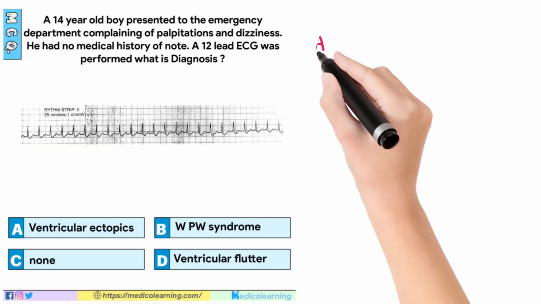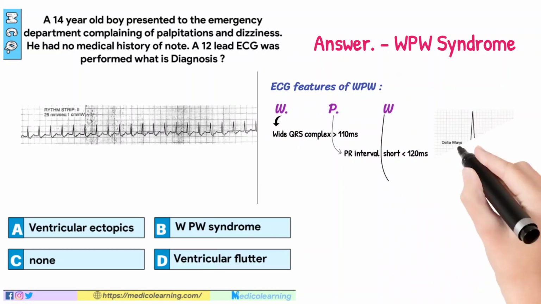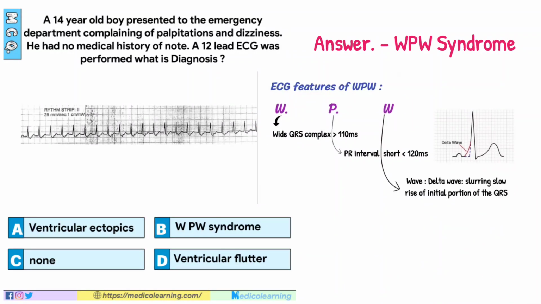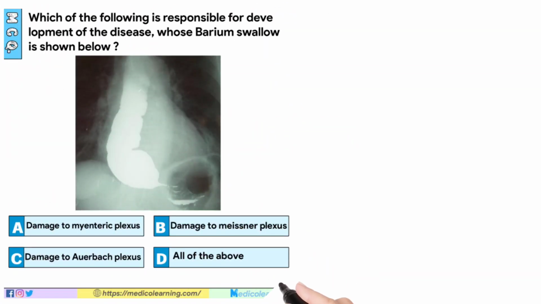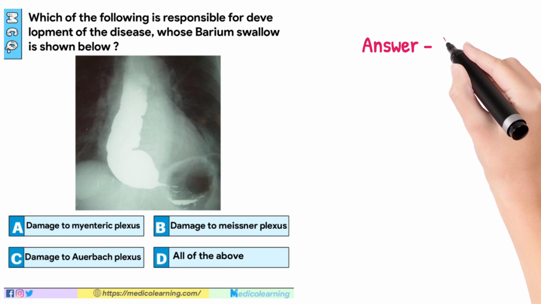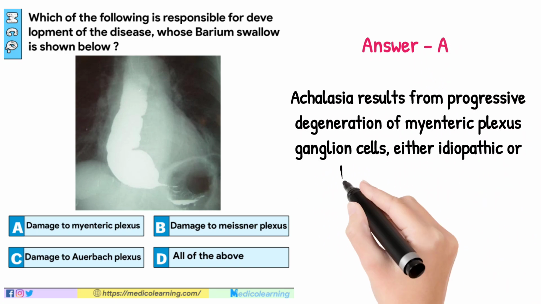In this question, answer is Wolff-Parkinson-White syndrome. Answer A. Achalasia results from progressive degeneration of myenteric plexus ganglion cells, either idiopathic or due to Chagas disease.